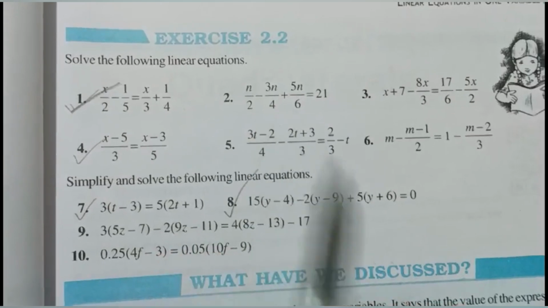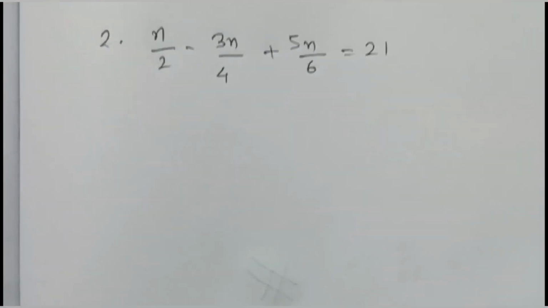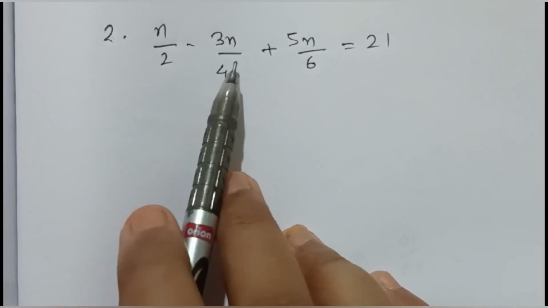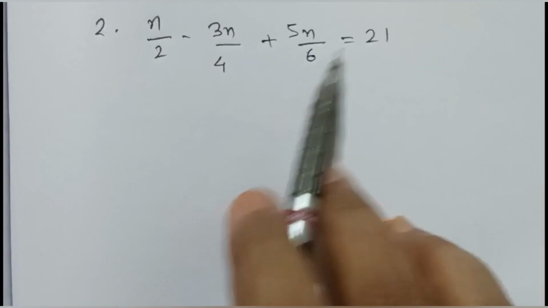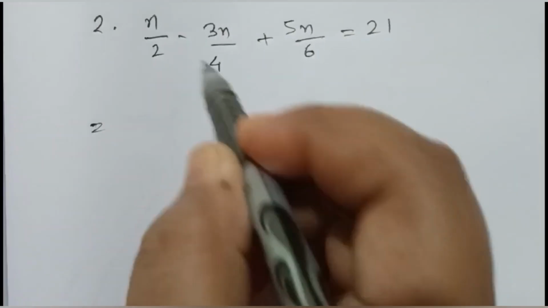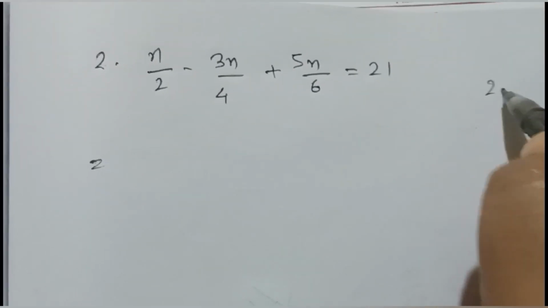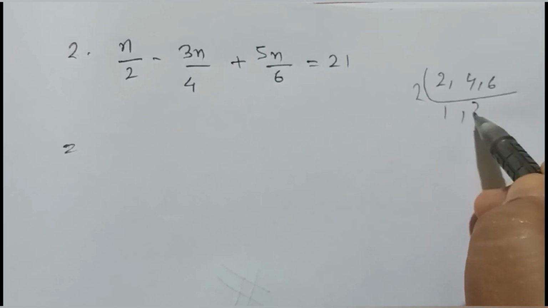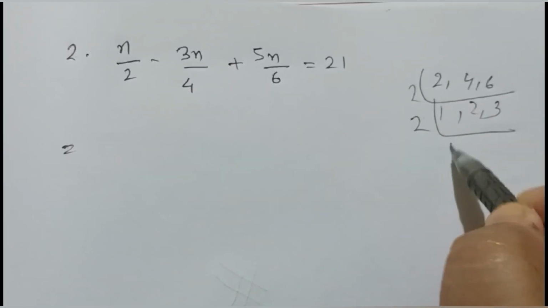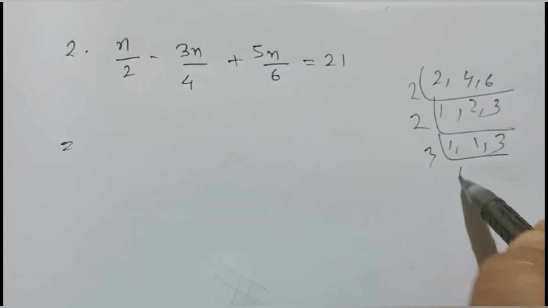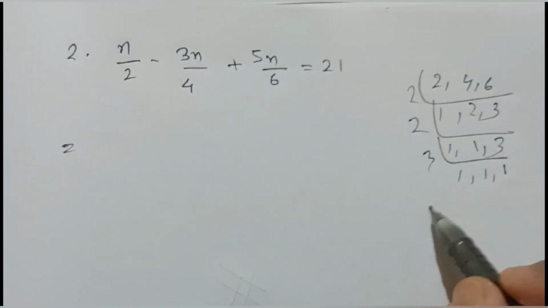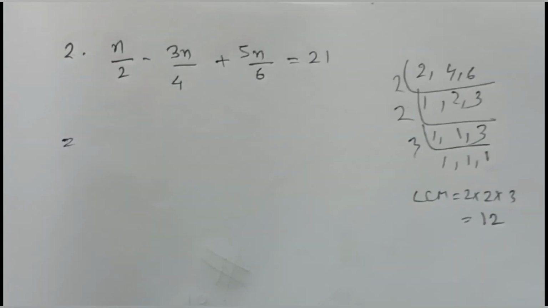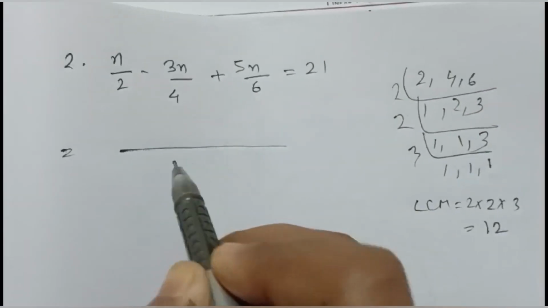We'll do question number 2. I have written question number 2 here: n by 2 minus 3n by 4 plus 5n by 6 is equal to 21. So we will take the whole LCM of 2, 4, 6. 2 ones are 2, 2 twos are 4, 2 threes are 6. Then 2, 1, 3, then 3. So the LCM is 2 into 2 into 3, which is 12. So we write 12 here.